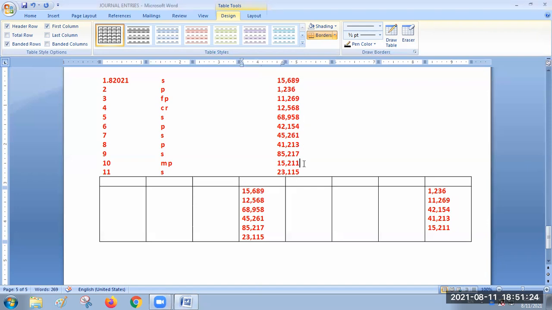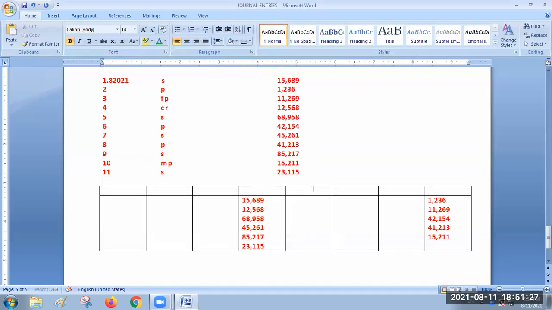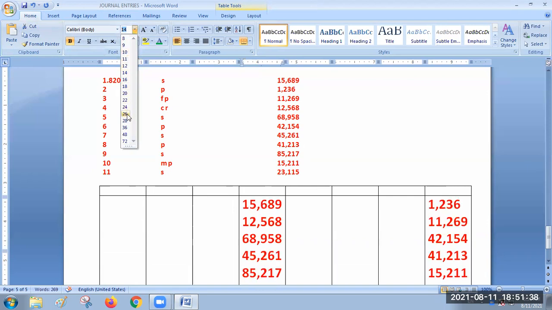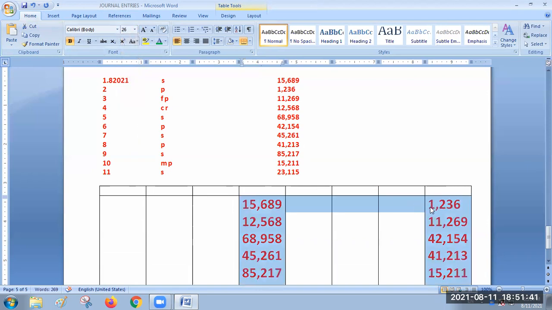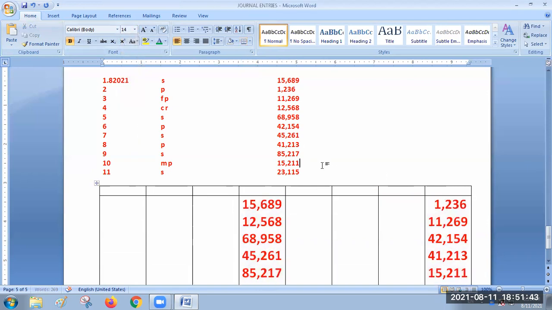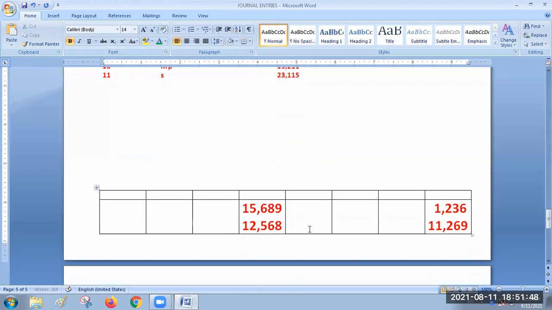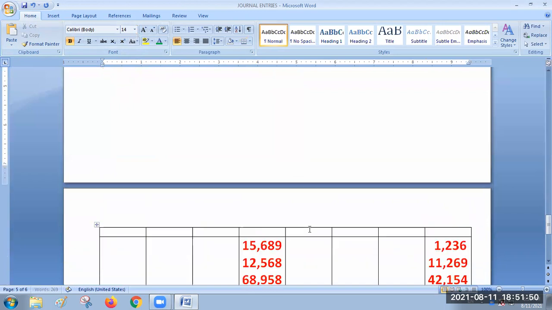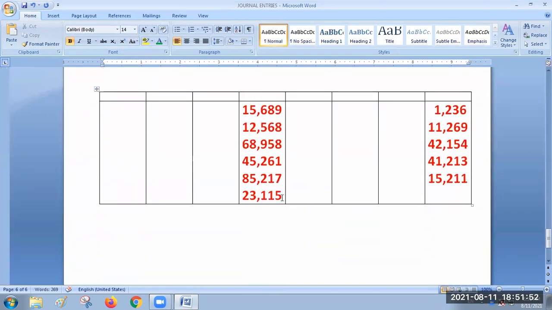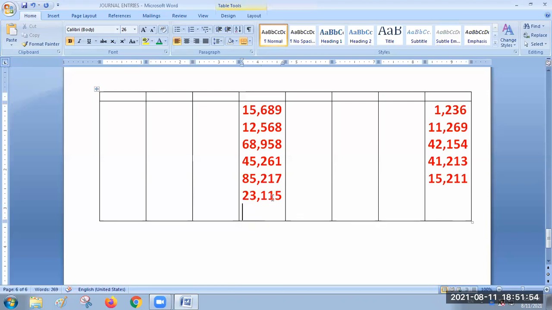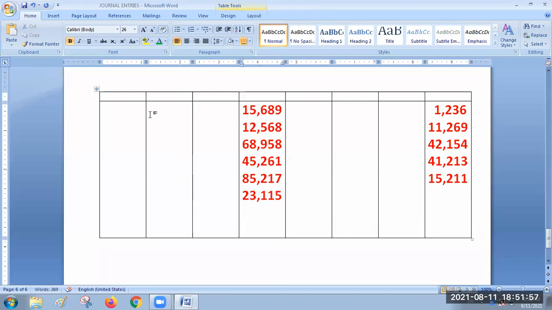Sir, a balance is cash. Balance is? Yes, sir. Okay. Just a minute. Let me check. Okay. Is it visible to you? Yes, sir, it is visible.